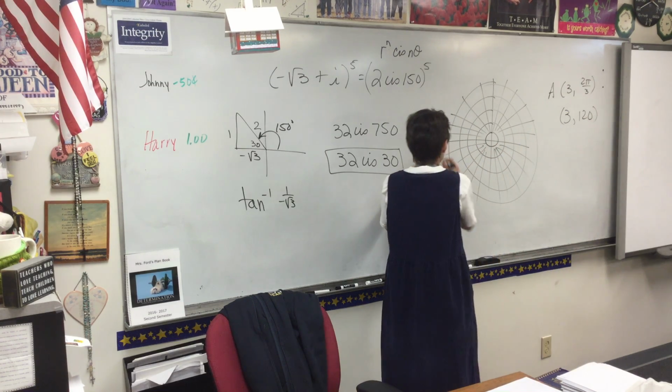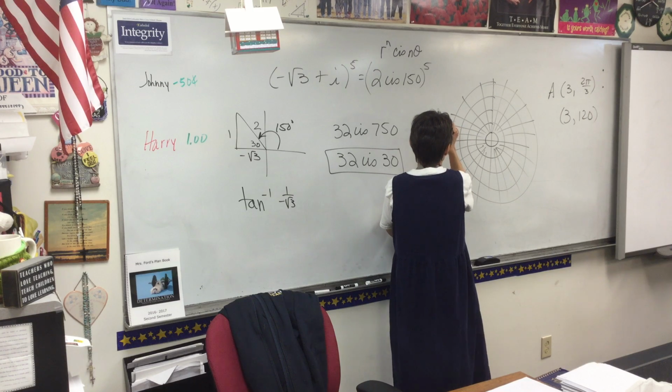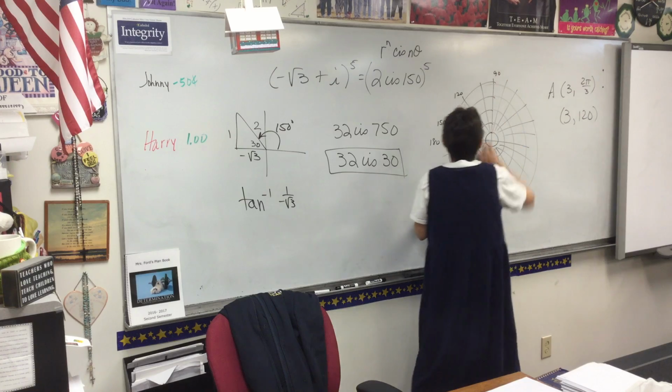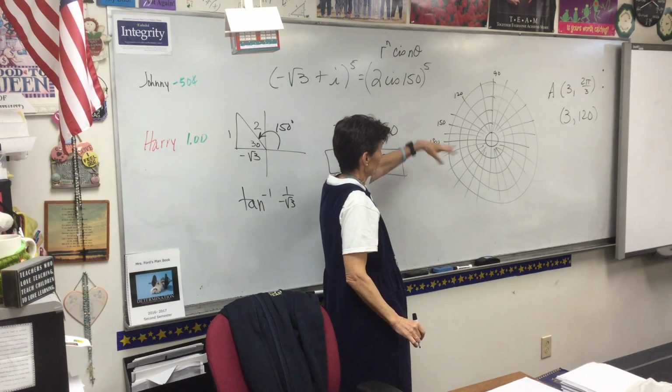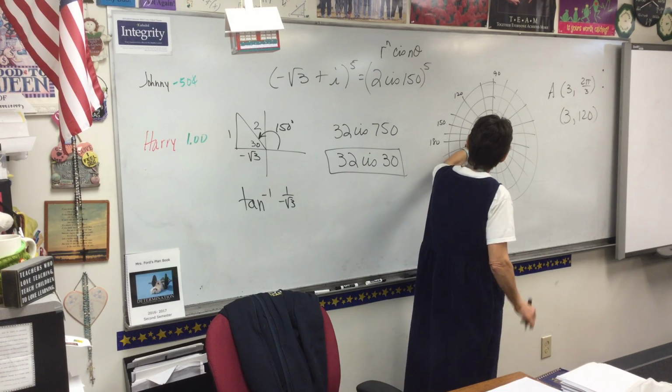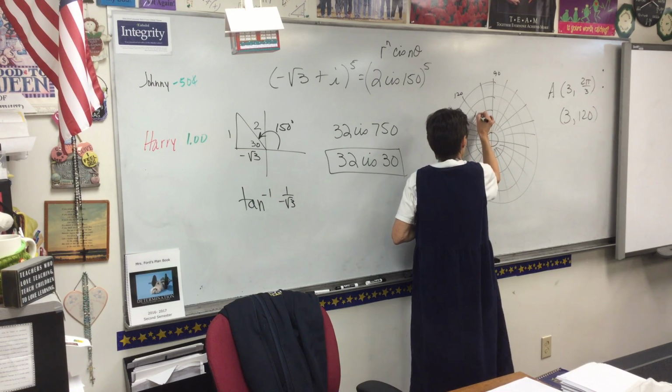So we get our little grid going here. We find the 120 line and count out 1, 2, 3. There's point A.